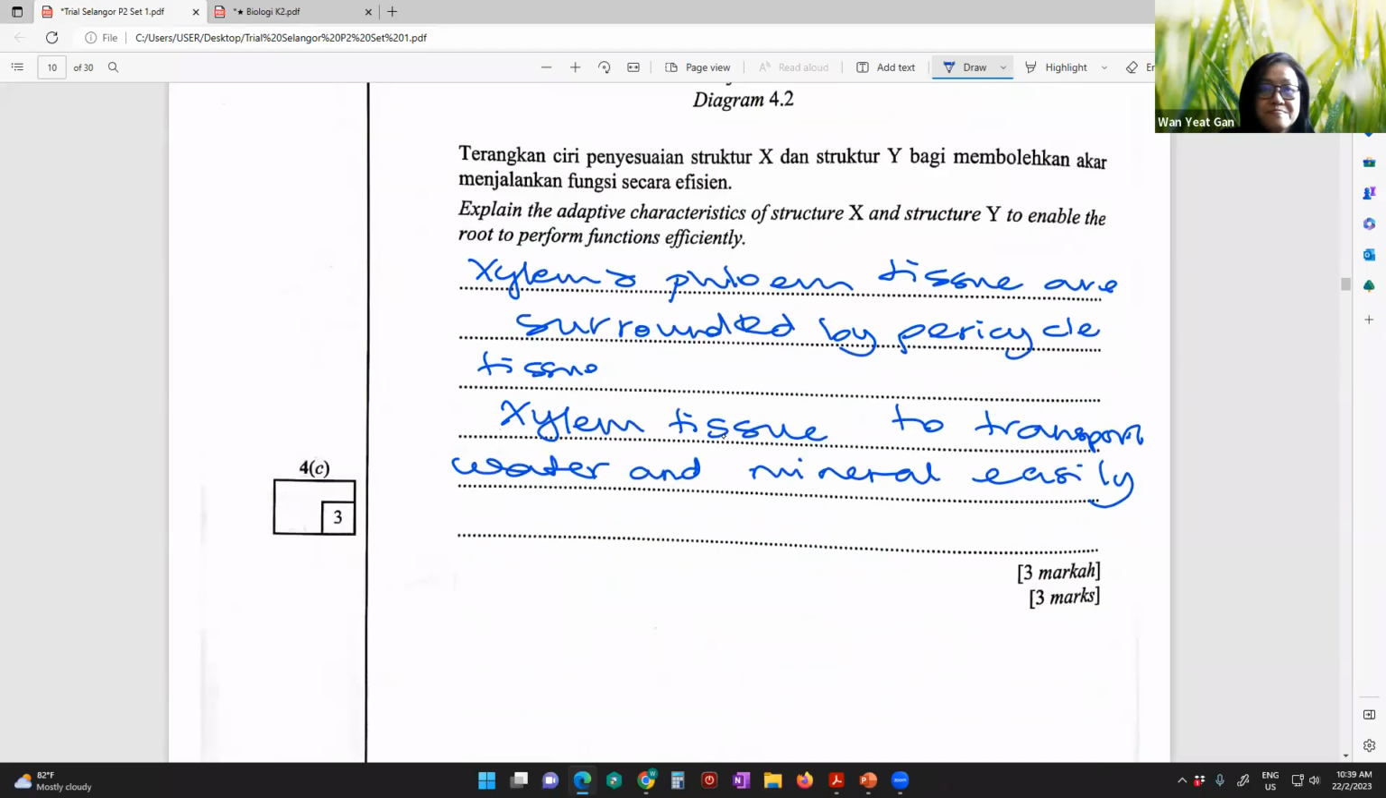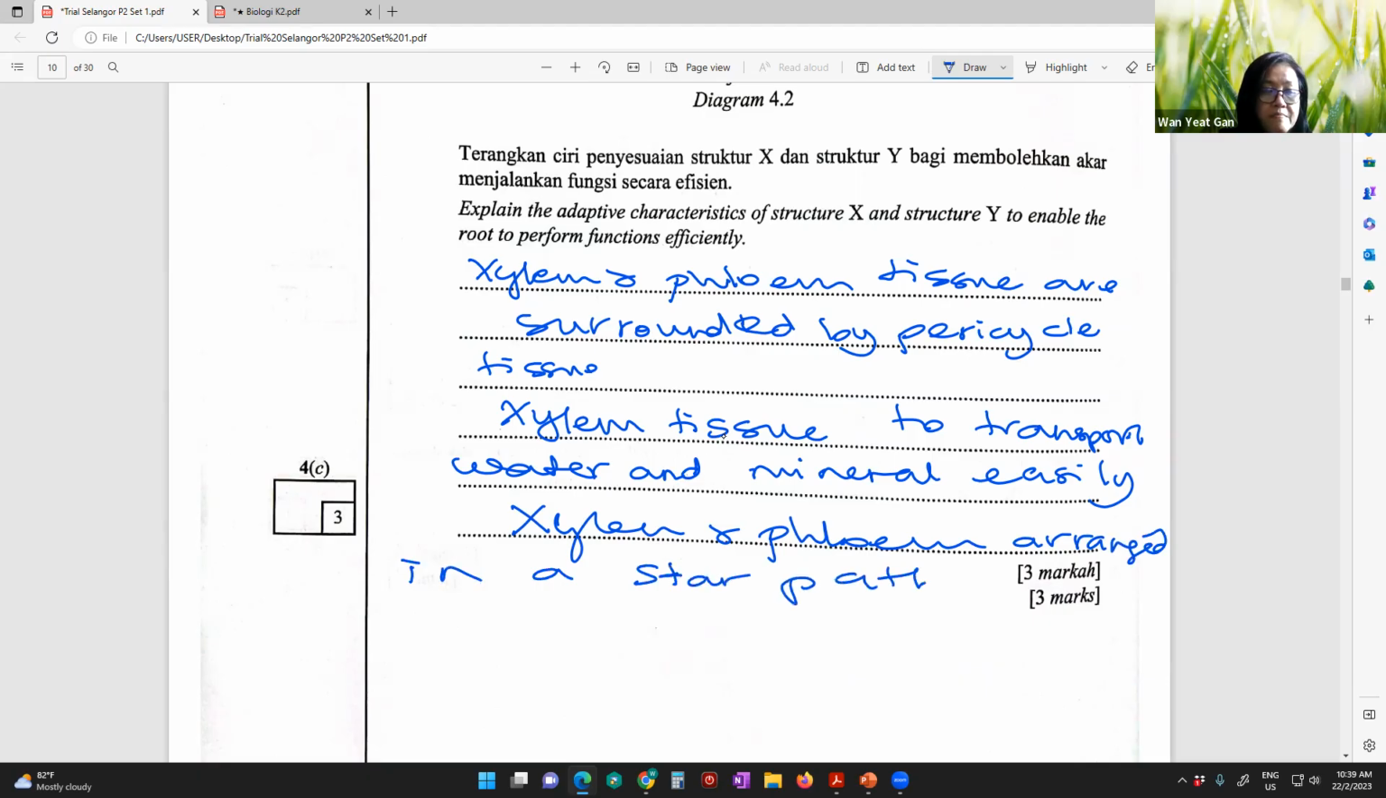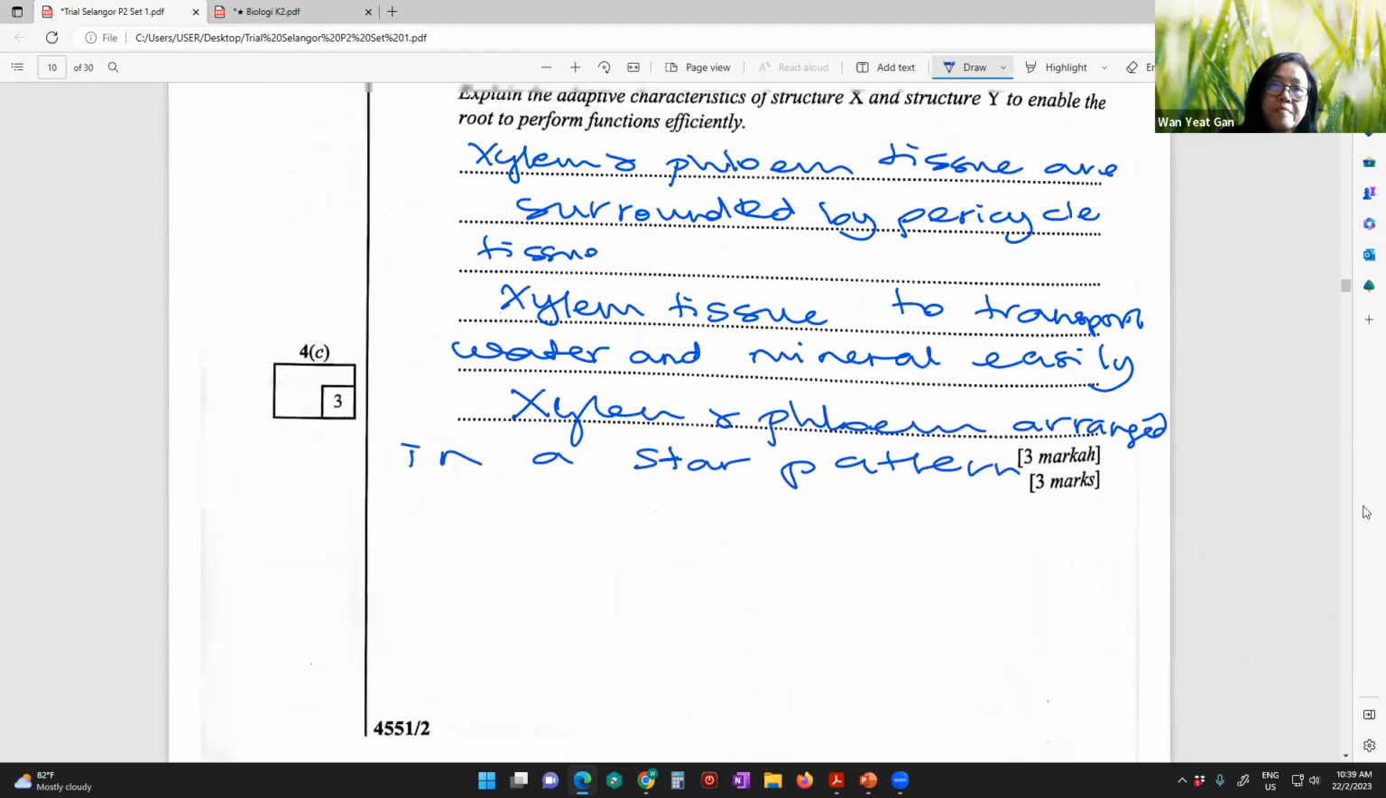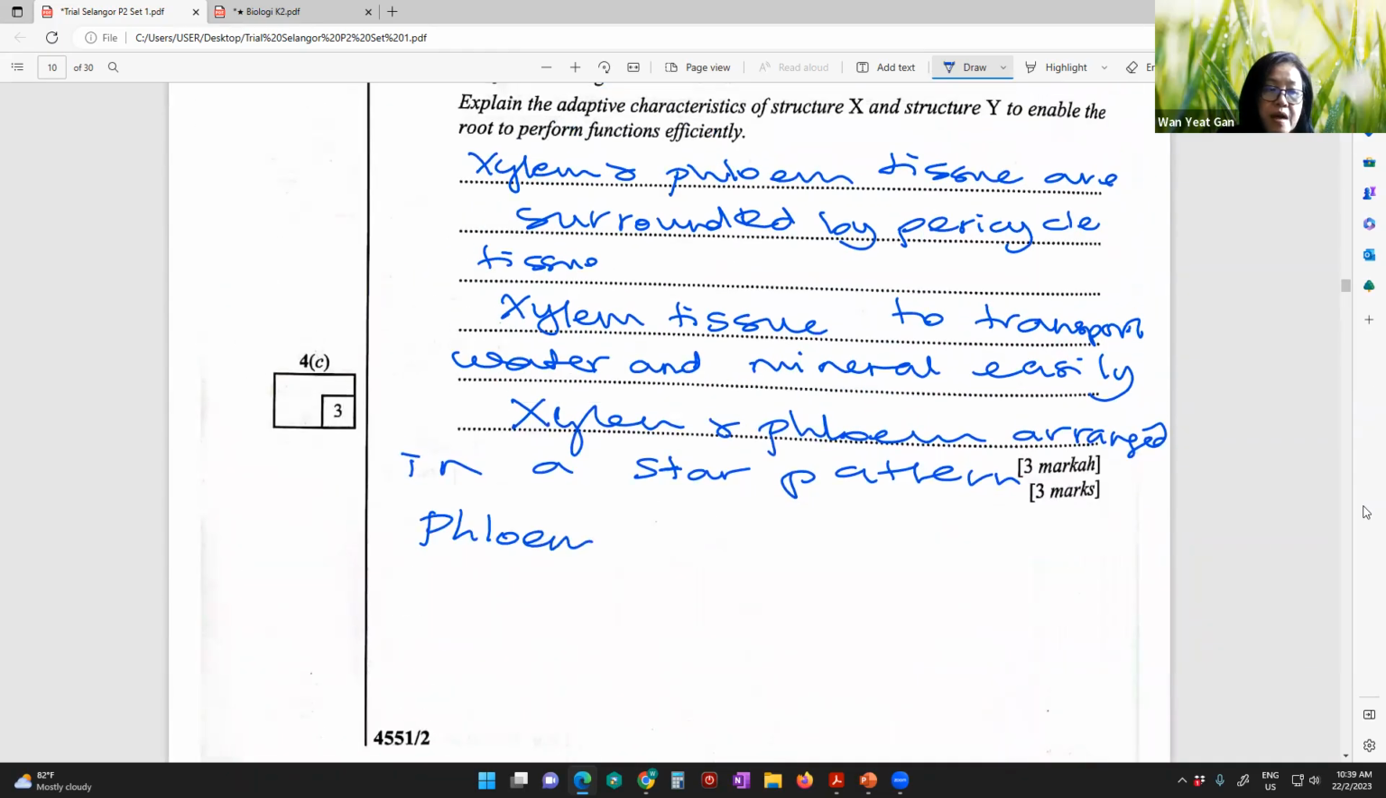Okay. Xylem and phloem are arranged in a star pattern. Okay, and phloem is to transport organic substances.